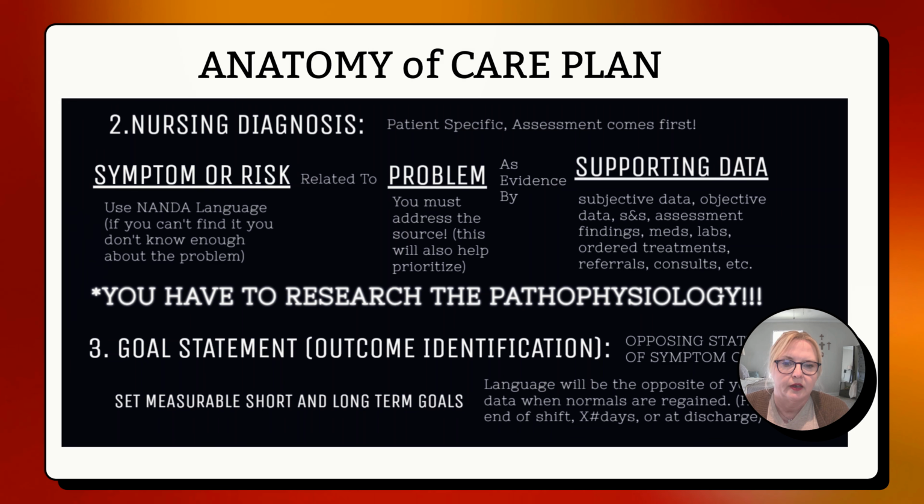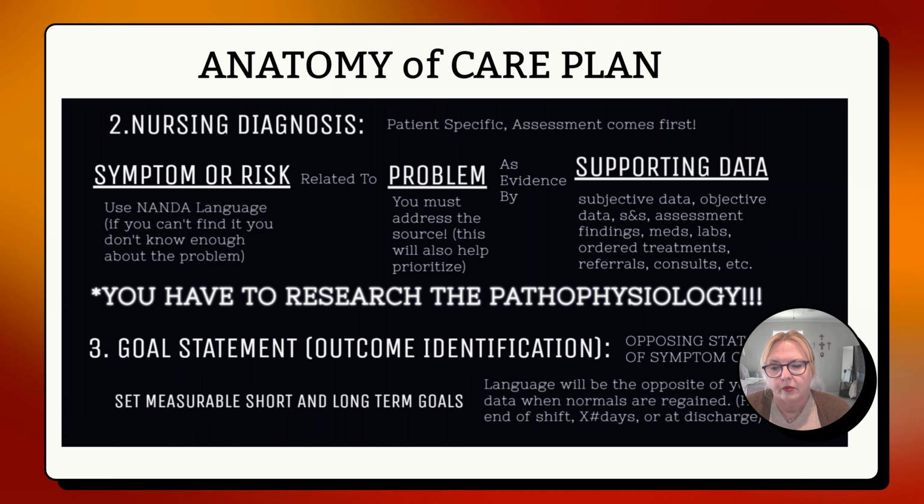So as you're writing it, your problem, again, needs to address the source. And your supporting data is going to be everything you found in your assessment. What is your subjective data that supports this one particular problem? What's the objective data? What are the signs and symptoms? What are the lab values that support this? Are there consults that support this as well? And so it's really important that you research your pathophysiology, because your pathophysiology is going to help you better define and refine what we're doing for our patients.